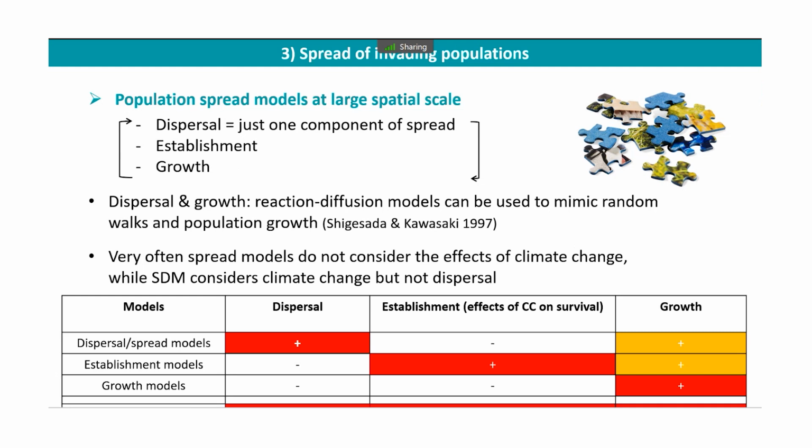Depending on the question we have, there are different dispersal and spread models that can nicely describe dispersal, but not the effect of climate change on survival, for instance. Establishment models can nicely estimate establishment and potential changes with climate change, but cannot take into account dispersal. And perhaps the most important line is missing. What would be the best is a model that can describe the three factors: dispersal, establishment, notably taking into account climate change, and the growth of the population.